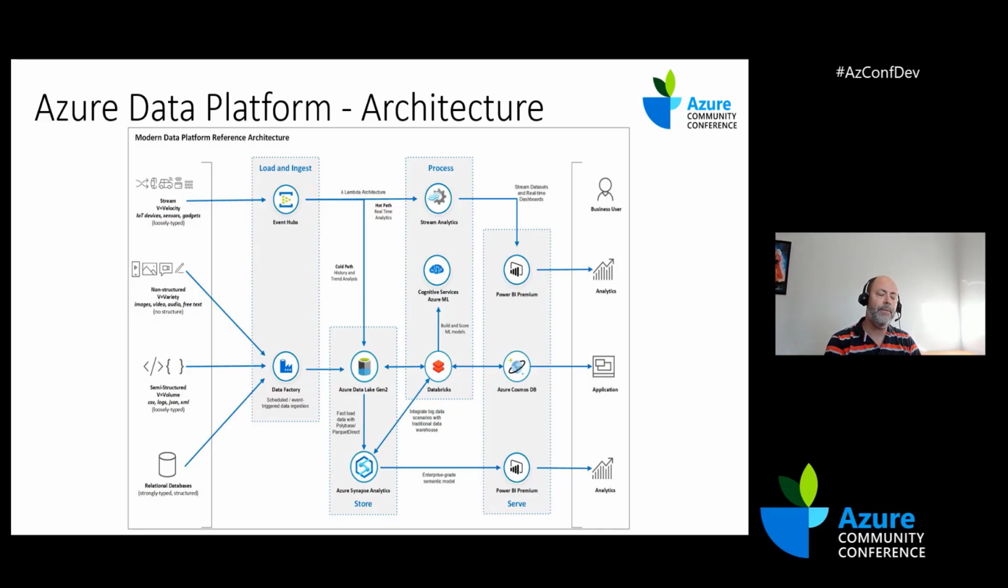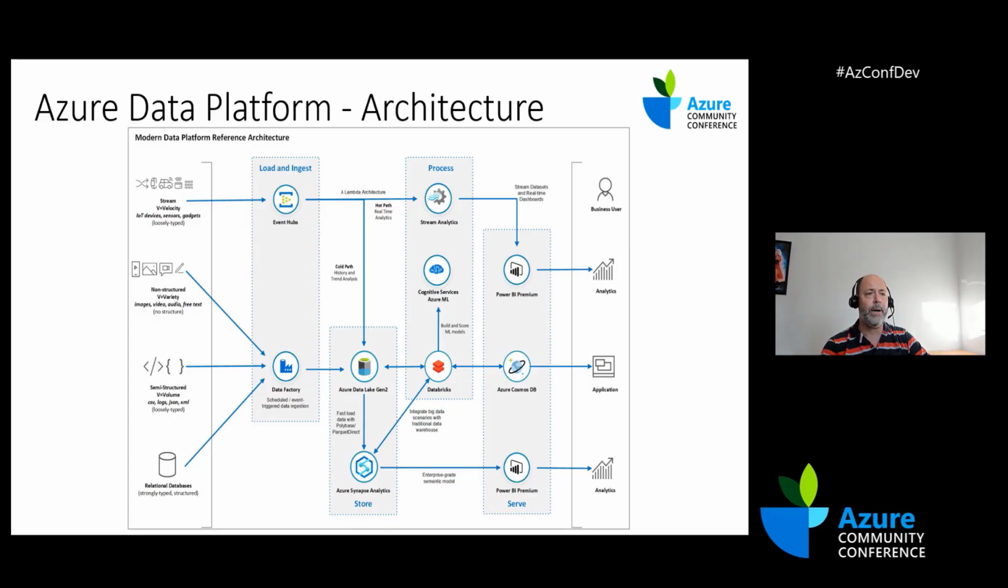Then when we move to the right, we see the load and ingest part. At the top, Event Hub, again, to handle events. And at the bottom part, we're going to have Data Factory. Again, the service that allows us to ingest data to the next part of our project. Then we can store our data in Azure Data Lake, in this case Gen 2, and start also the processing part with our warehouse, right? In this case Azure Synapse Analytics.